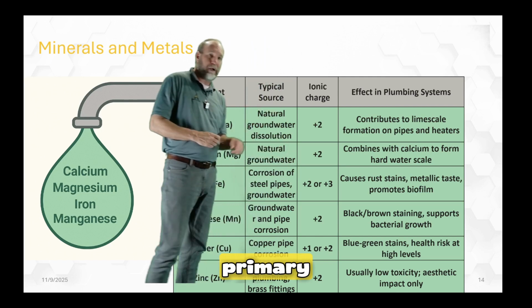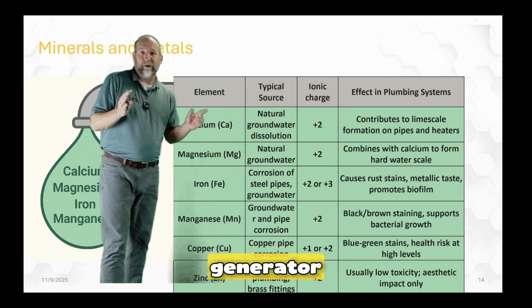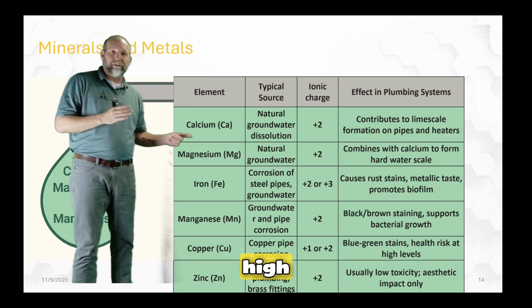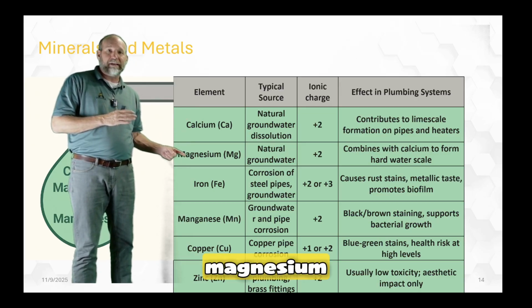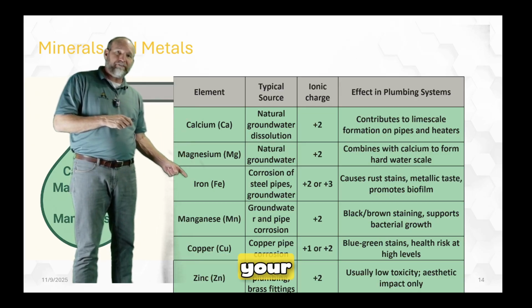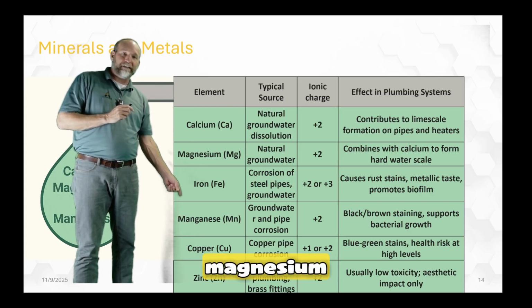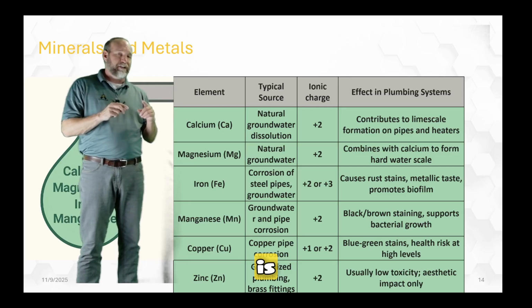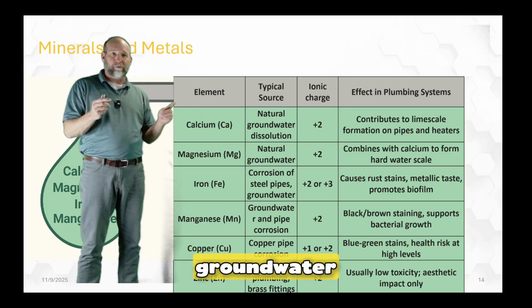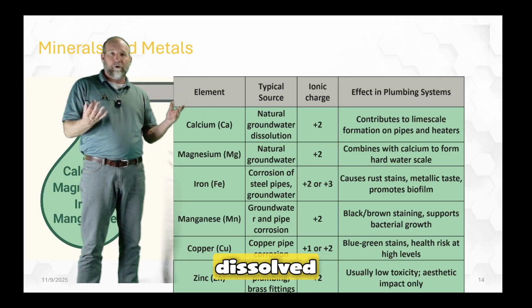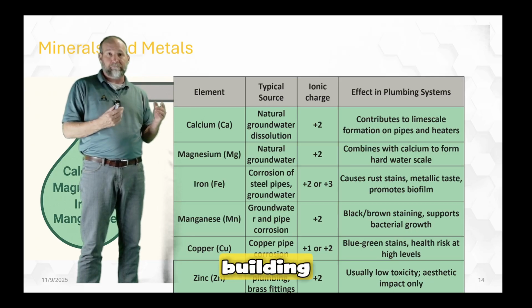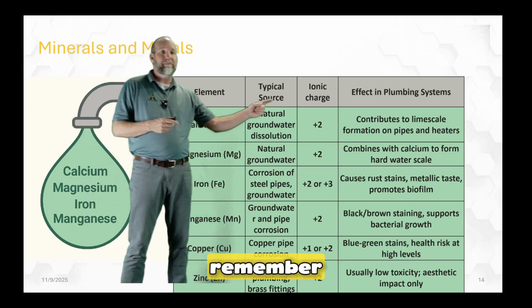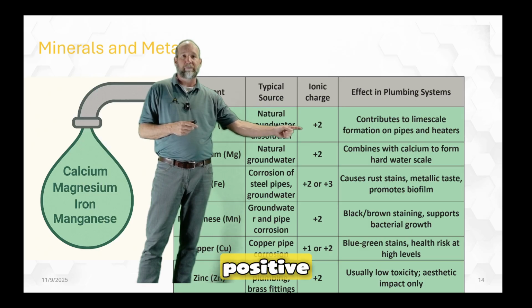Because that's the primary purpose of even installing a nanobubble generator, is when you have water that's high in calcium, high in magnesium, okay? Other things you might have in your water are iron, manganese, copper, zinc. What's important for you to know about these minerals is that they're naturally occurring in the groundwater, okay? They're dissolved in the water as it comes in the building, okay? The other thing that I want you to remember about them is that they're ionically charged +2.